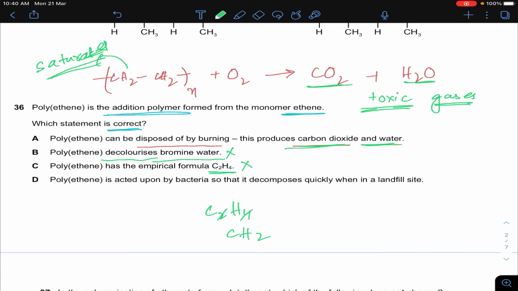Polyethene is acted upon by bacteria so that it decomposes quickly when in a landfill site. Basically, this is again incorrect, because polyethene contains a large number of single covalent bonds which are very difficult to break. They have a high bond energy. They cannot be decomposed by bacteria. Only condensation polymers can be decomposed in this way, which we will discuss in the next classes. But this is an incorrect option. So that means option A is correct, that it can be disposed of by burning, and it produces carbon dioxide and water.